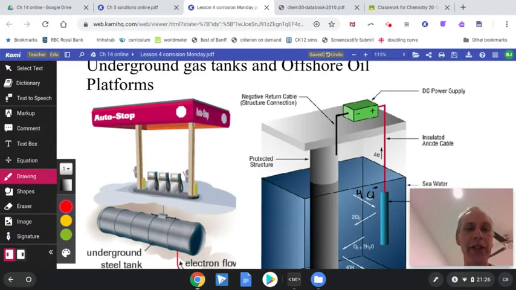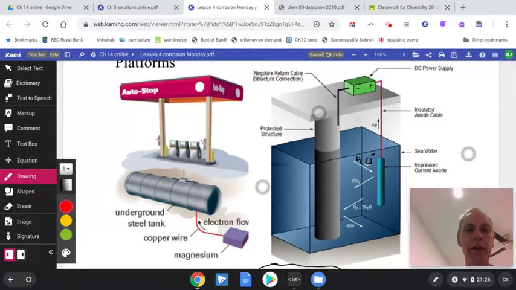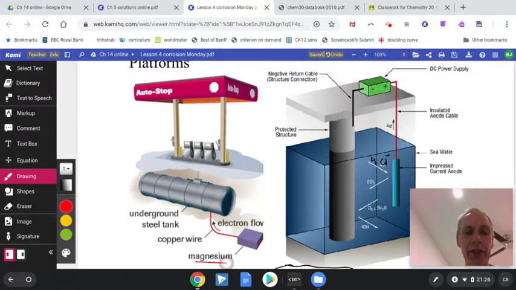So gas stations, any gas station that has an underground steel tank is going to have buried cathodic protection. In this case, they're using magnesium to protect, and so it is the strongest reducing agent, or the sacrificial anode.